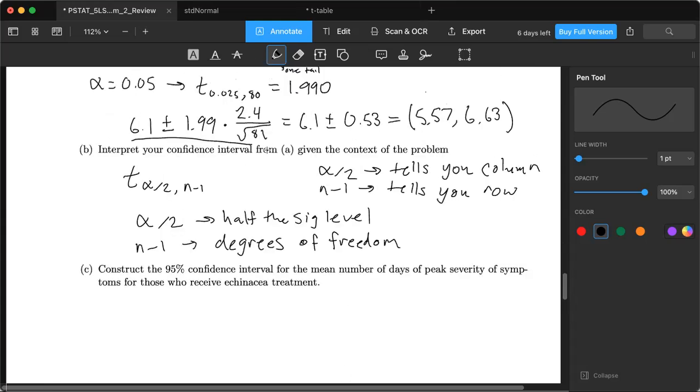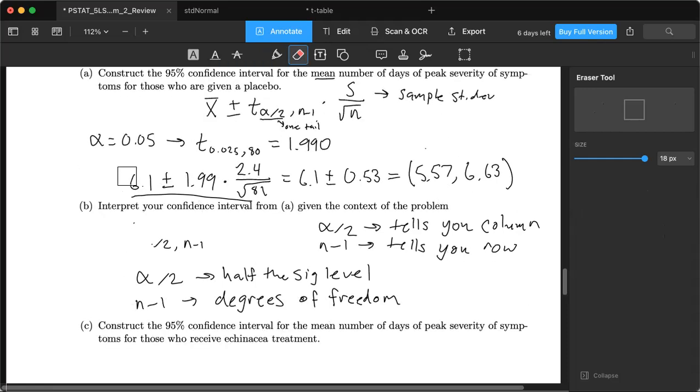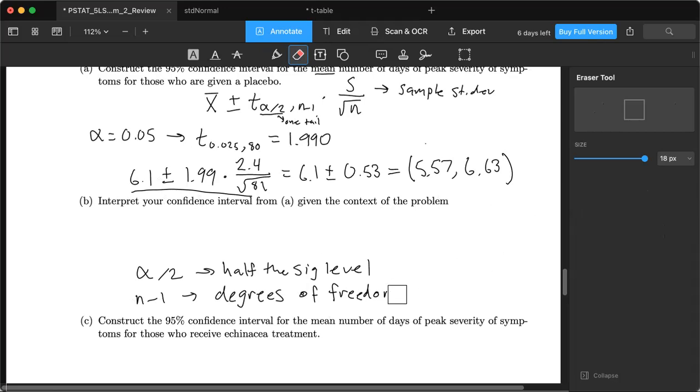Okay, and let me get rid of this stuff here. Oh, whoa. My thing just kind of glitched out on me and I wasn't too happy.